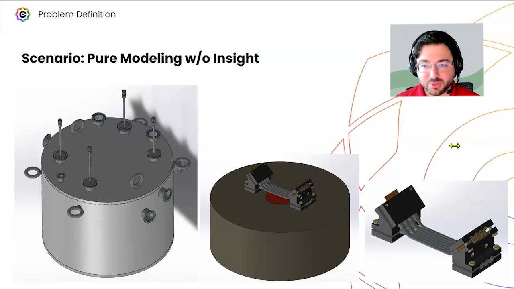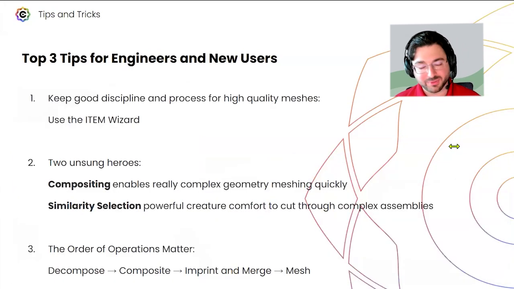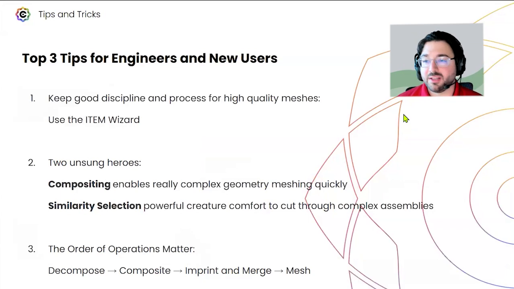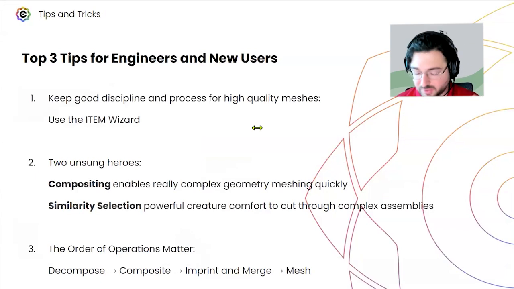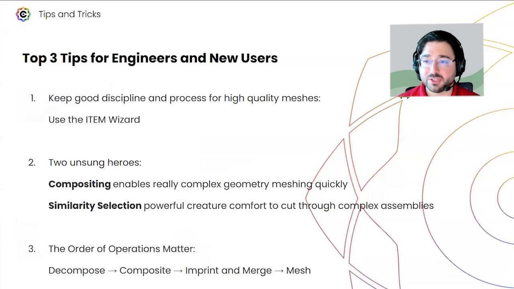So Cubit makes it easy to deal with this, and I'll walk through it in a second. Before I do that, the top 3 things that I'd like people to keep in mind when in this situation is use the item wizard. The item wizard will help you keep a good discipline and a good process for your high quality meshes. There are a lot of features in Coreform Cubit, and there are a lot of good things that you should do. And the item wizard will help keep you on that straight and narrow path.